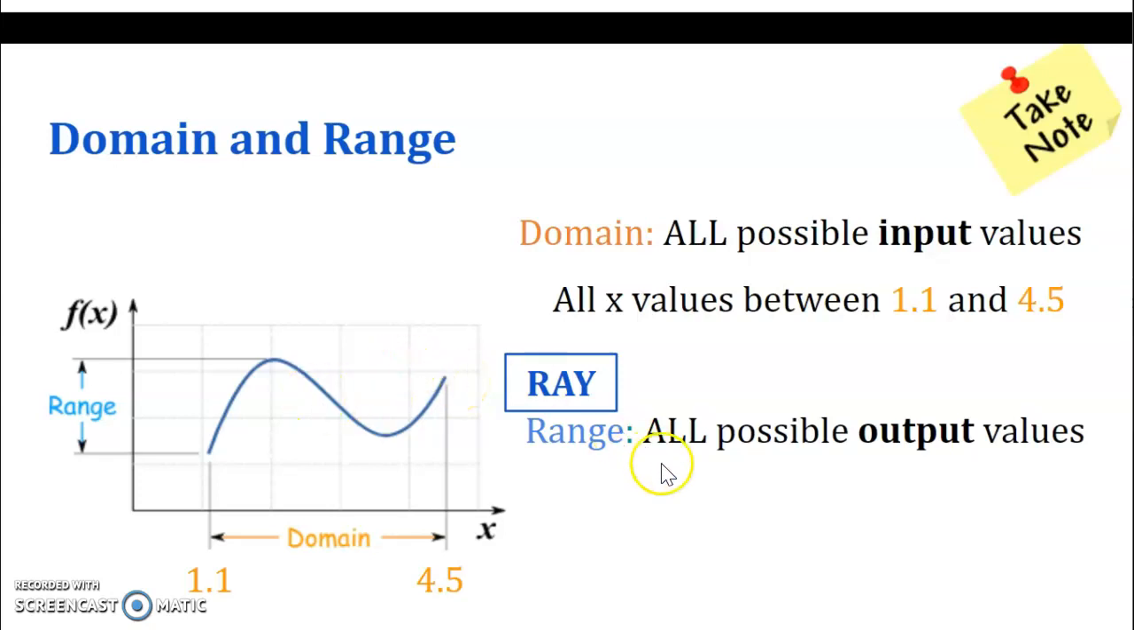Okay, what about range? Well, we can start looking at the graph and we can say, oh yeah, it starts at 1.1 here too for the range, and then it goes to 3.2.